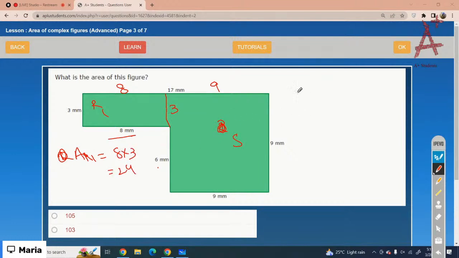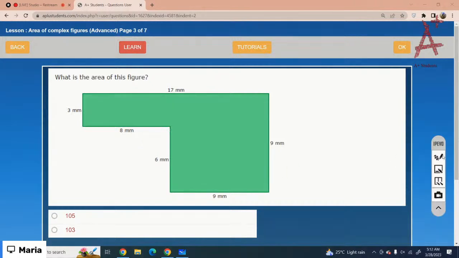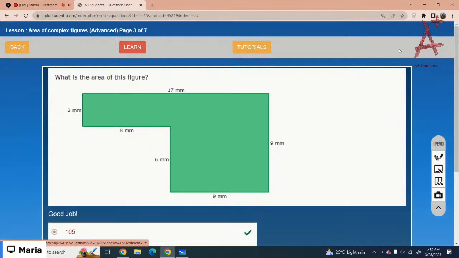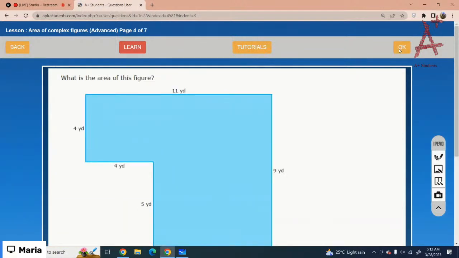And when you calculate the area of the square, it would be 9 times 9. 9 times 9 is 81. Just add them, it would make 105. Not 103. 81 plus 24 is 105. Got it? Any problem with calculating the areas of the complex figure? If you have any, you can just write down the question in the chat box. Otherwise, I'm going to move on to the next lesson.